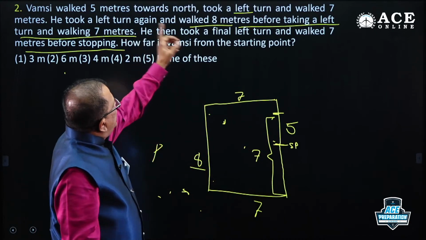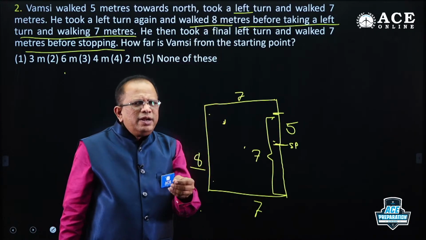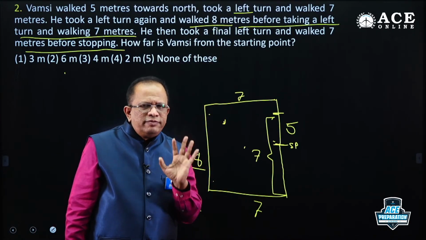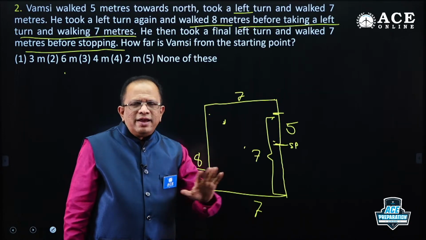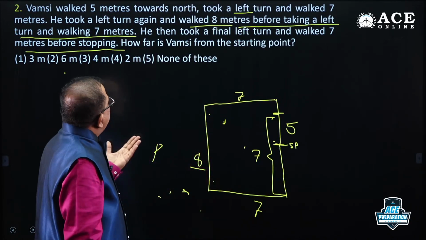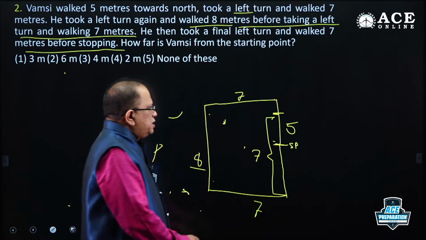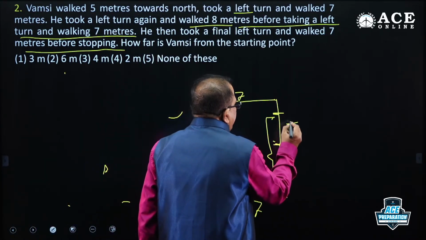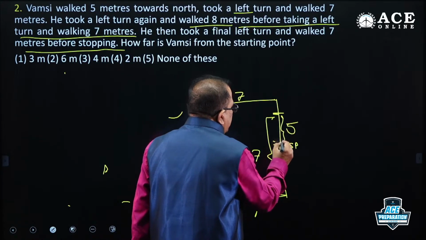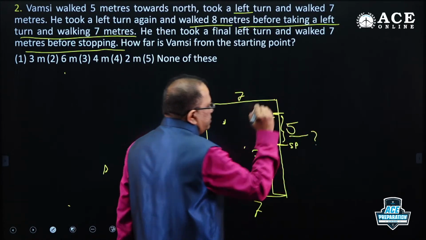So before taking, after, you have to be a bit careful there. Ask yourself what happened first. Then you will get the clarity. Find what is the question. How far is Vamsi from the starting point? This is the starting point, and where is he now? So this distance is what? That is the question.